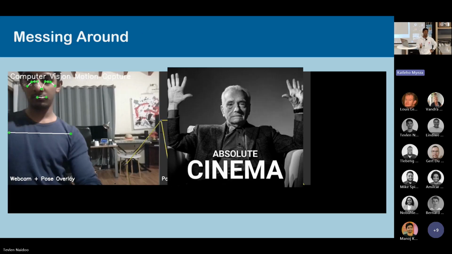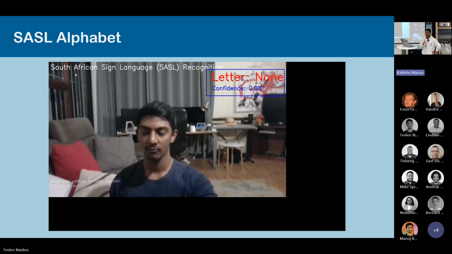These are a couple of demos that I made just messing around with. This is specifically the computer vision, because I don't have thousands of rands to spend on optical sensors. But yeah, you can do things like this. This is just overlaying the skeleton. That's me having fun. Okay, that's one.